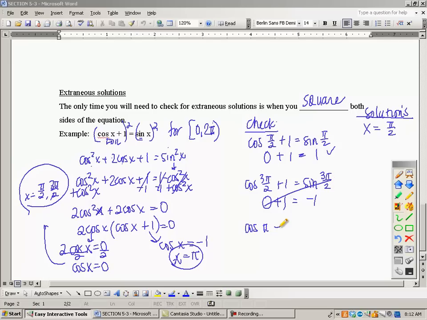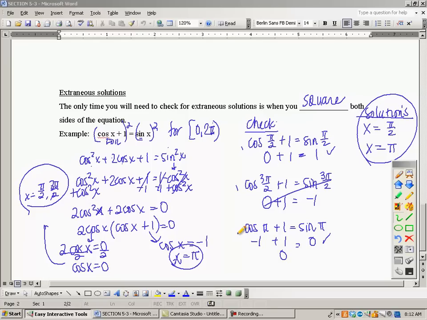Let's go one more. Cosine of pi plus 1 equals the sine of pi. Well, the cosine at pi is negative 1, plus 1 is 0. Does that equal the sine of pi, which is 0? And the answer is yes. So my other solution is pi. And so the point of this, again, is if you don't have a square somewhere to start, and you can't replace values, then you have to look at squaring both sides. If you square both sides, then you need to check the answers that you got back in the original to make sure they work.